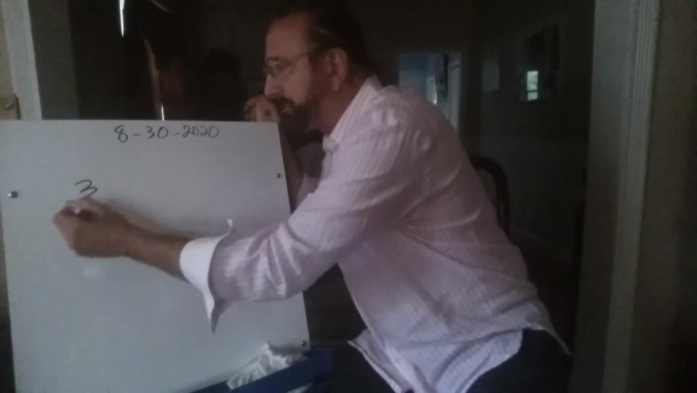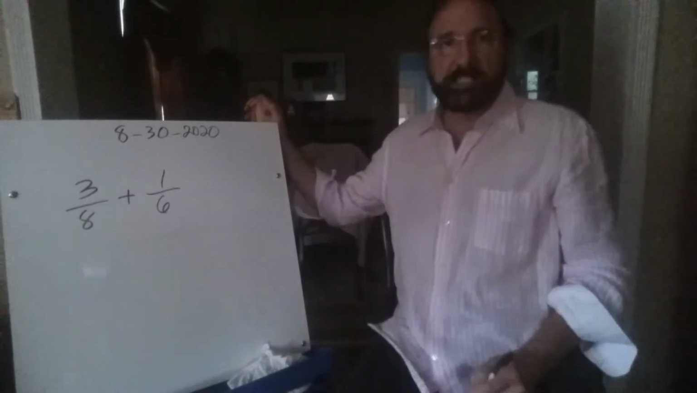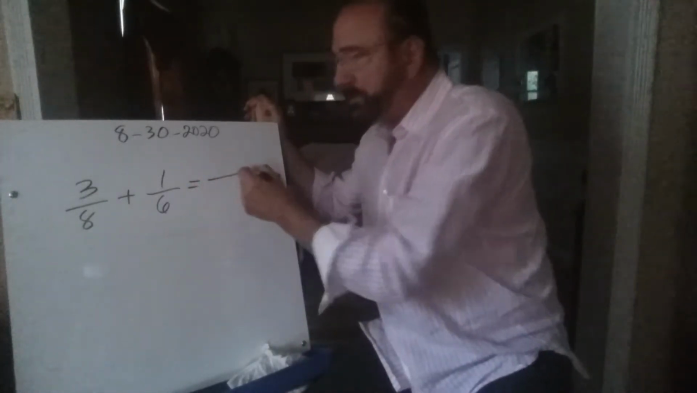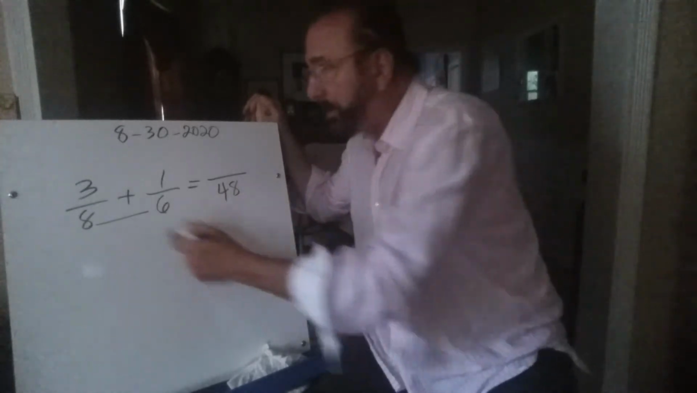Here's a good one. Remember I taught you the flying X? So you've got 3/8 plus 1/6. I told you this turns into kind of like a multiplication problem. You're multiplying 8 times 6 to get 48. That's the new common denominator.